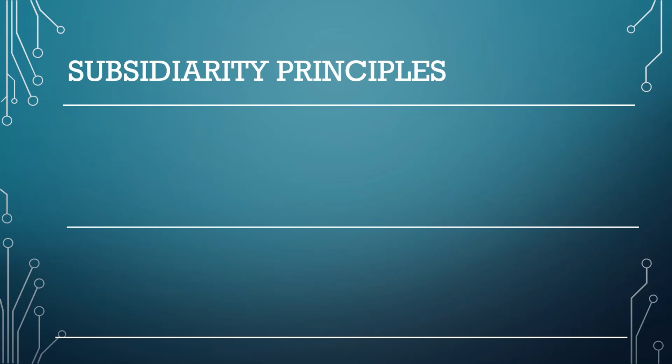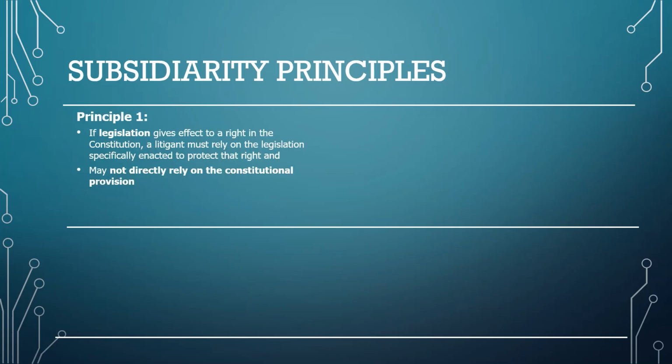Now, as mentioned also in the previous slides, the subsidiarity principles contain two principles and two provisos. Principle 1 holds that a litigant that avers that a right in the Bill of Rights has been infringed must rely on the legislation enacted to give effect to the constitutional right, and may not rely directly on the provision in the Constitution or the Bill of Rights. So Principle 1 really tells us that it's the specific legislation that was enacted to give effect to a right that must be relied on, and not the right itself.